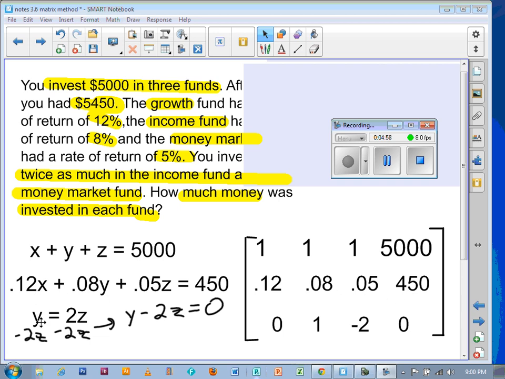And then notice we do not have an X term on the bottom, so we make that 0, 1, -2, and then 0. This is what we're going to enter into our calculator, and I would like to have you do that at this time. I'm going to hit pause while I pull my calculator up and enter this into the matrix like we did in the previous problem.